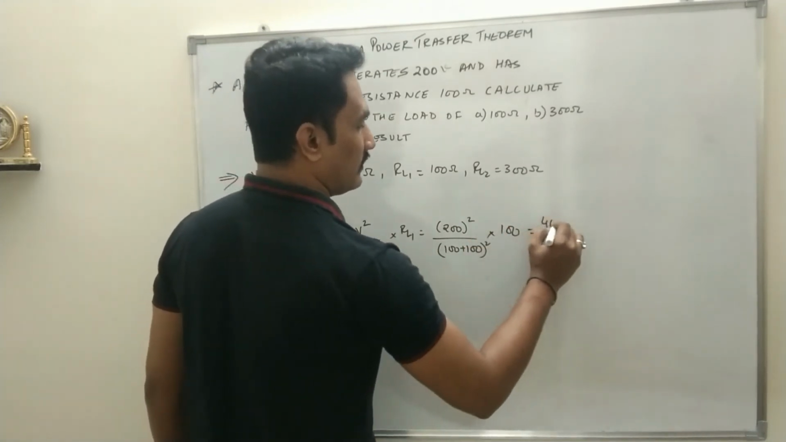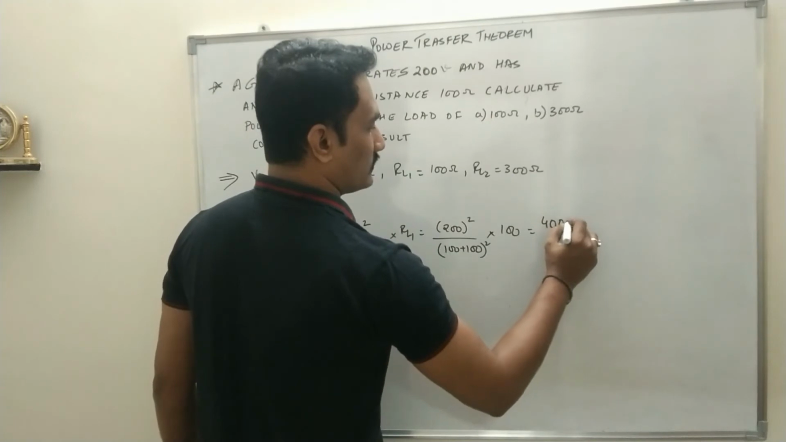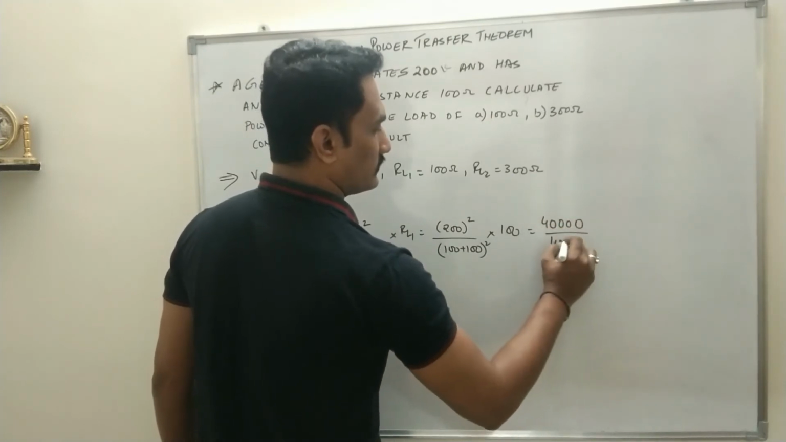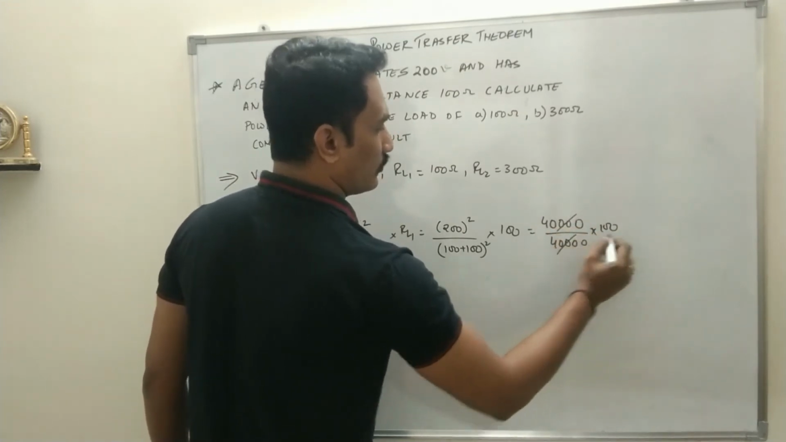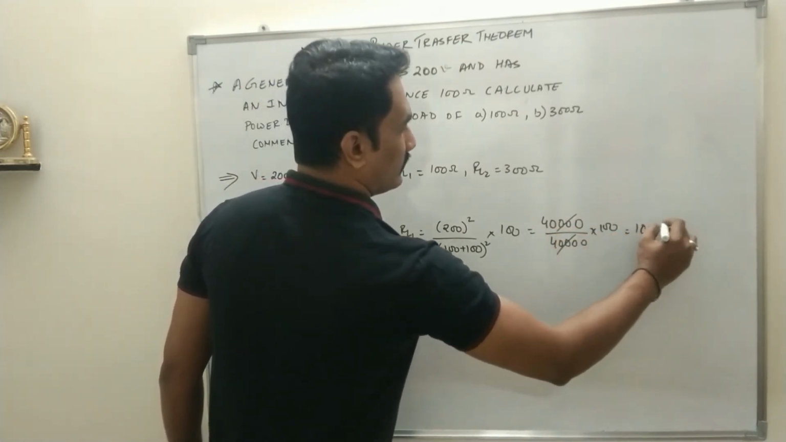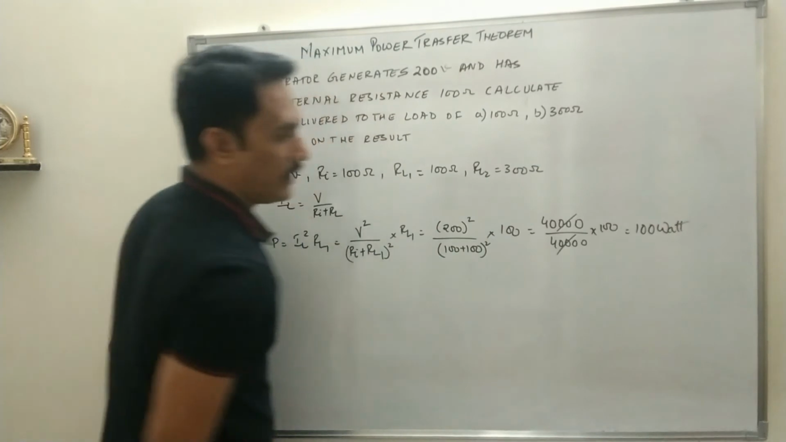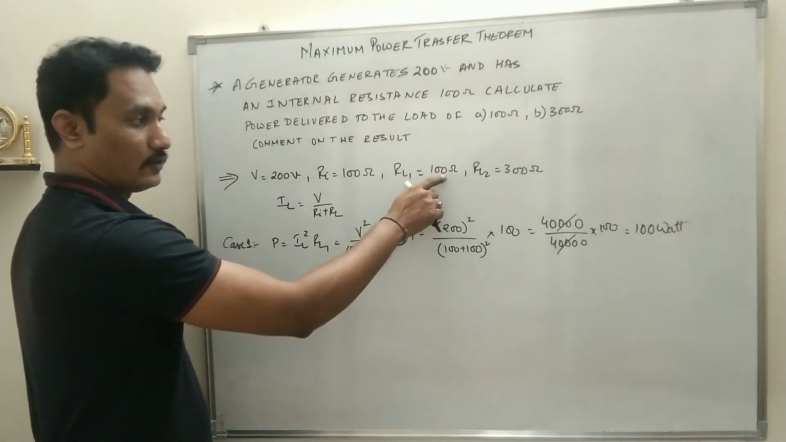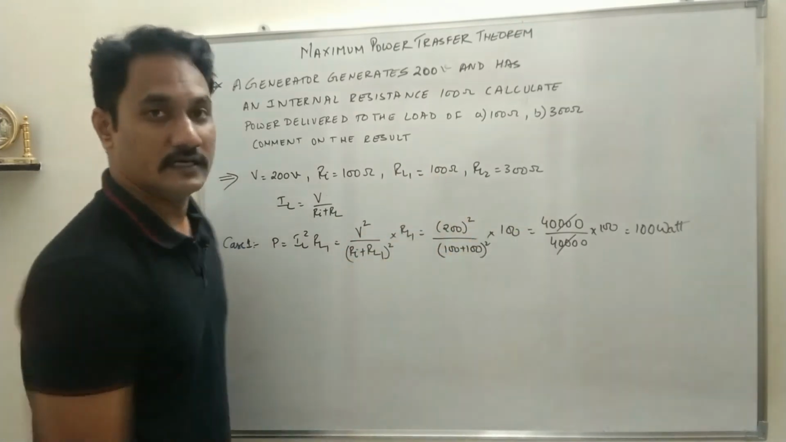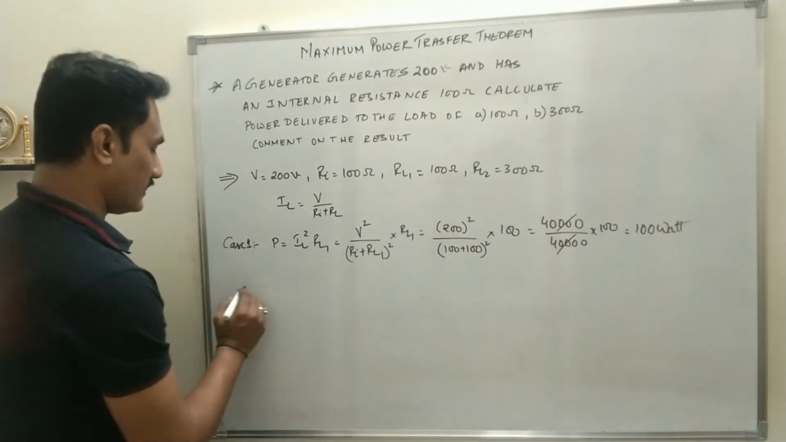So this is 40000 upon 40000, so 40000 multiplied by... 4000 multiplied by 100. Okay, so both get cancelled. Unit of power is watt. So when load resistance RL equals 100 ohms, power delivered is 100 watt. Let us take case 2.